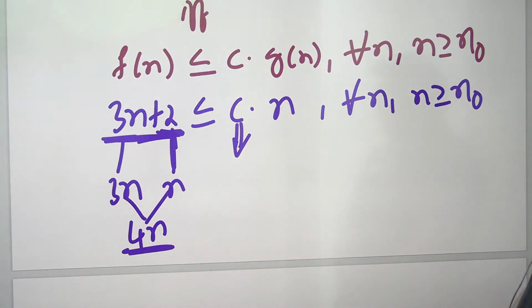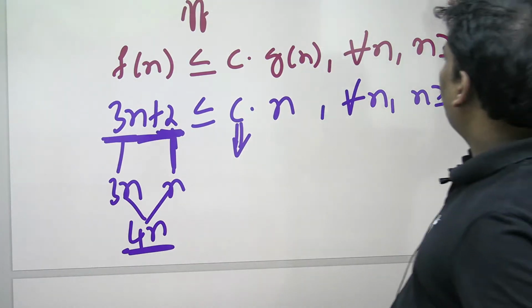Comparing left and right, I want to prove that right will be bigger or equal. To be frank, the left is bigger, but I want to prove right is bigger or equal. How is it possible? If you see the left side, 3n plus 2, and the right side, 4n, which is bigger? 4n is bigger. I think the problem is over.